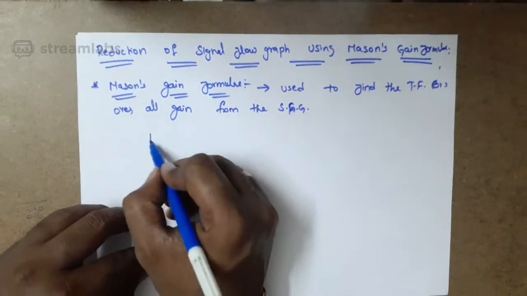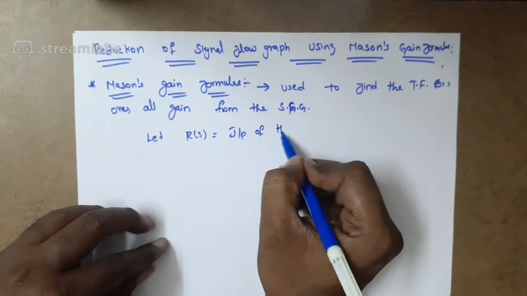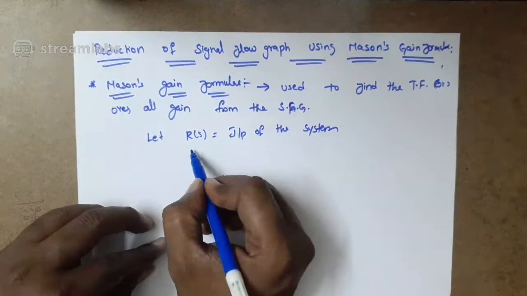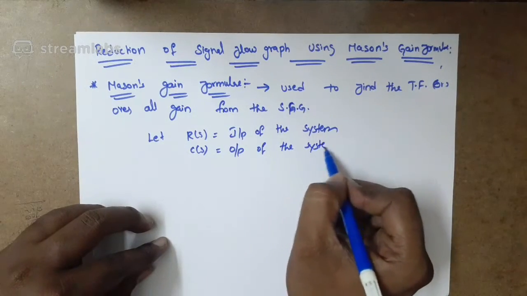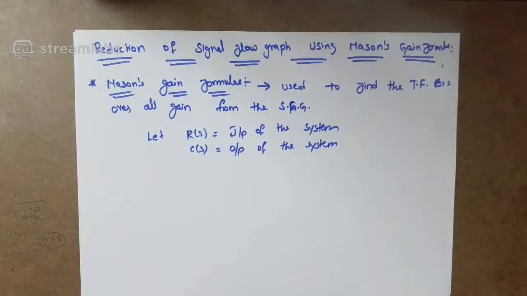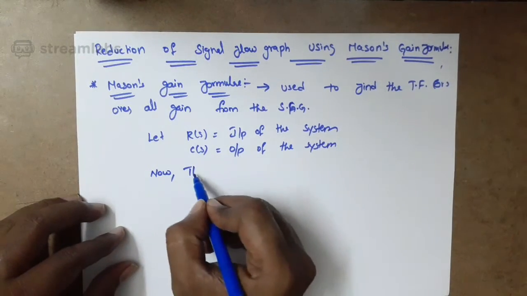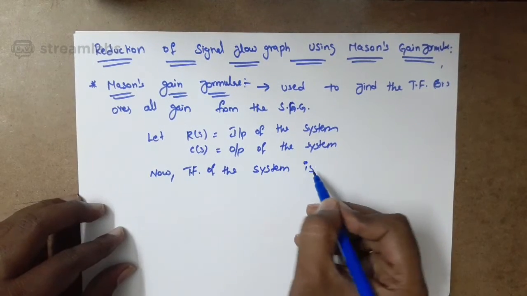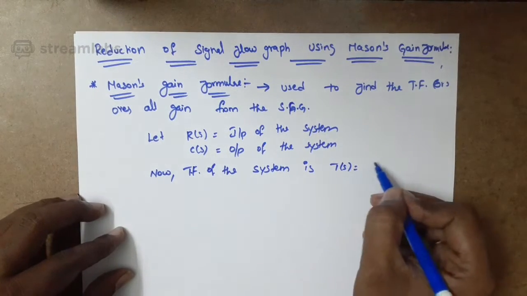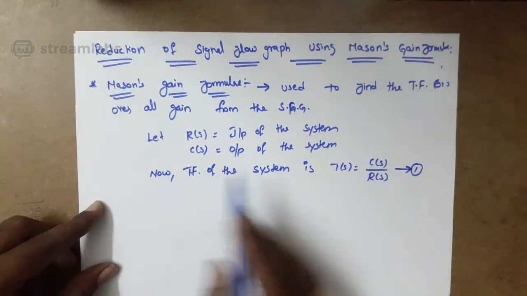Okay, now let R of S be the input of the system, C of S the output of the system. Okay, R of S is the input of the system and C of S is the output of the system. Now the transfer function of the system is T of S, that is equal to C of S by R of S. Let it be equation 1. So T of S is the transfer function of the system.